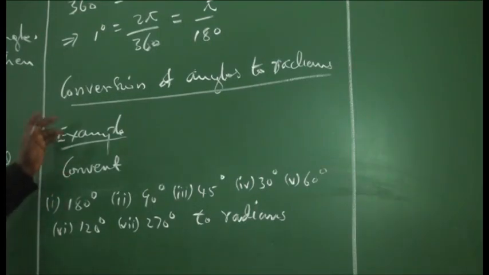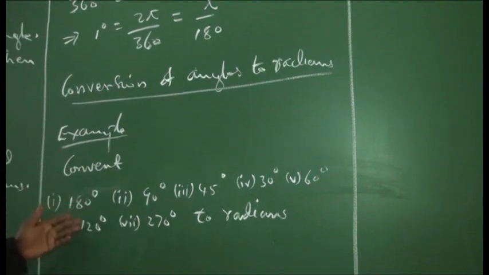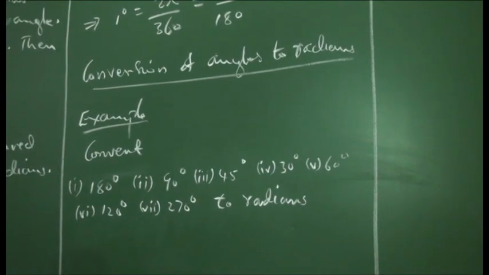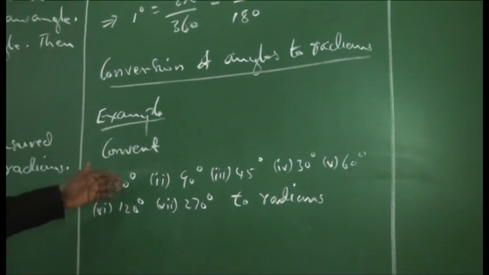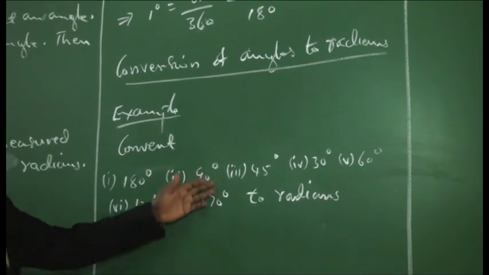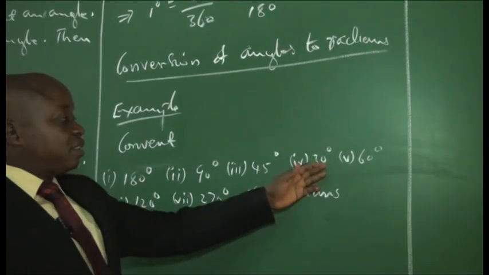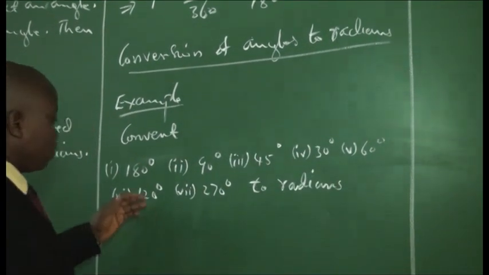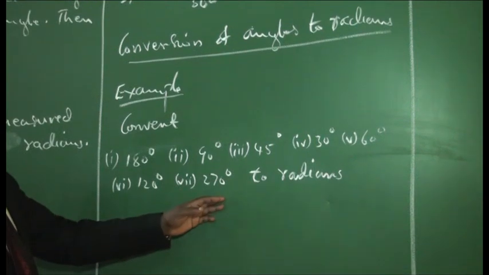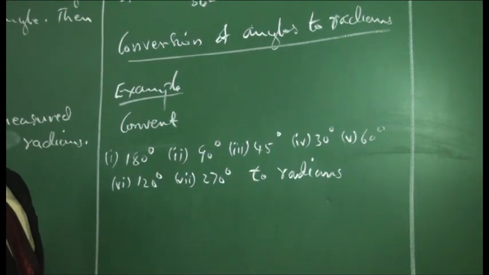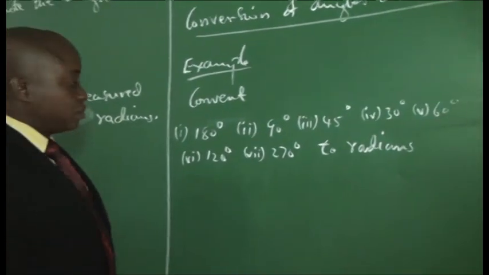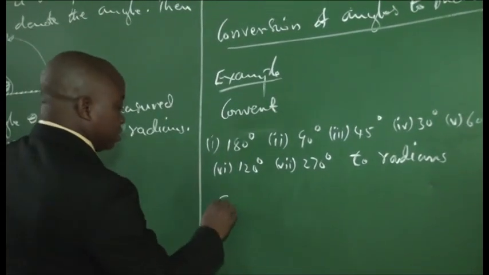Let's take these examples and see how we can convert from degrees to radians. Now the example is: convert 180 degrees, 90 degrees, 45 degrees, 30 degrees, 60 degrees, 120 degrees, 270 degrees to radians. Let's take the solution.